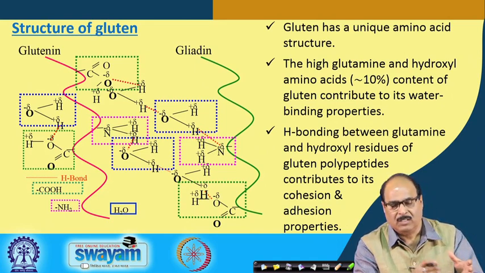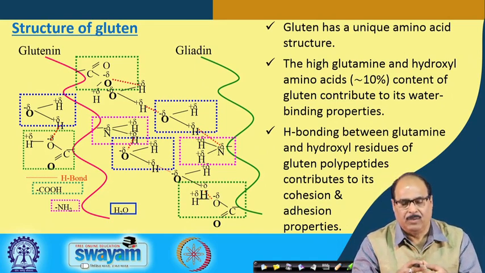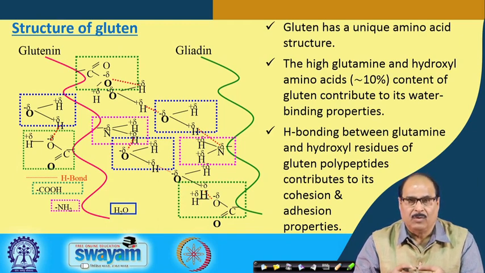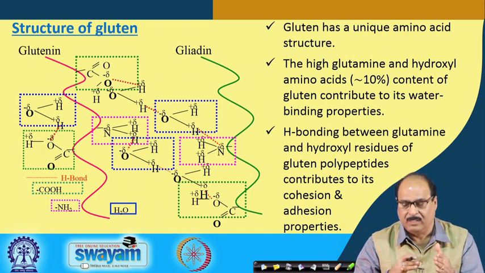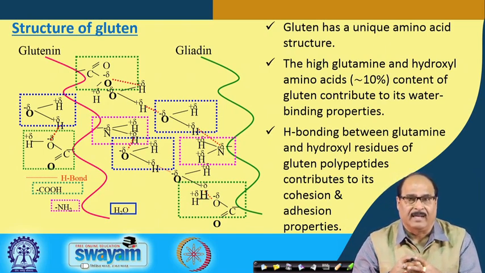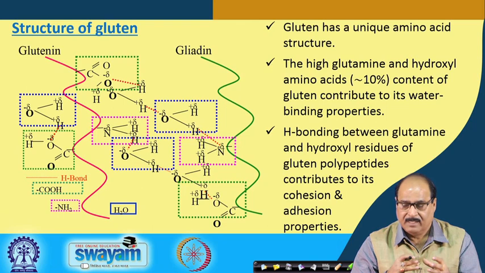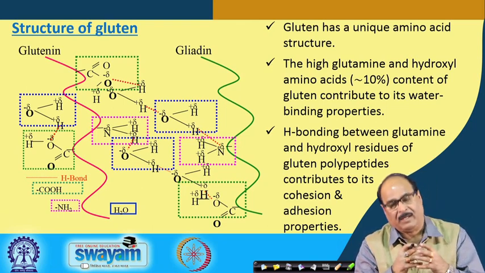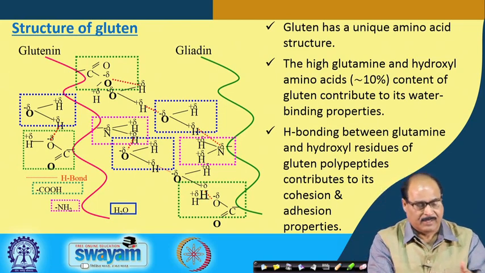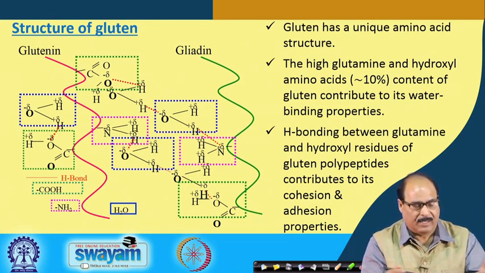Both the gliadin and glutenin portions have a unique amino acid composition, and they contain a comparatively high content of hydroxyl amino acids and glutamines. This high hydroxyl amino acid content of gluten contributes to its water binding properties. You can see here that the gliadin and glutenin fractions interact through hydrogen bonds, forming a coherent network structure, as I told you.